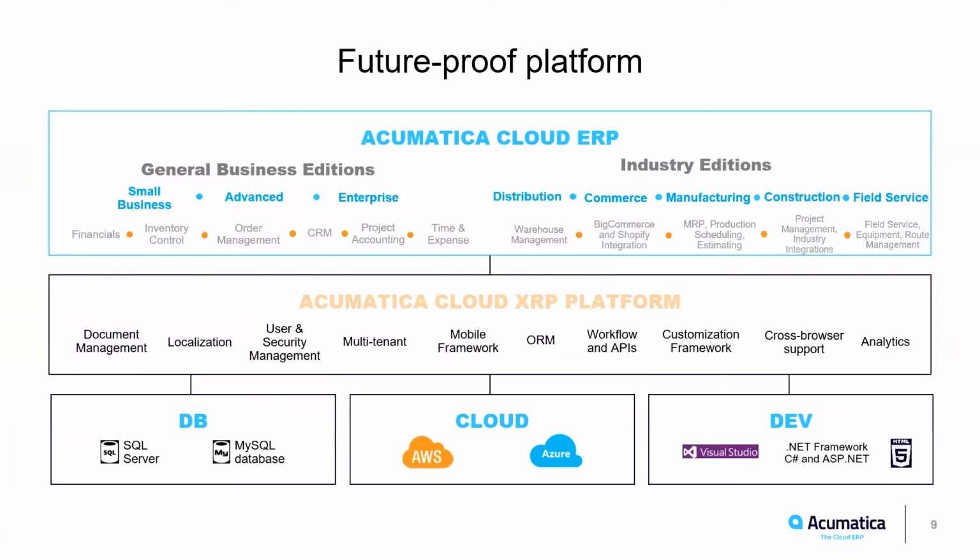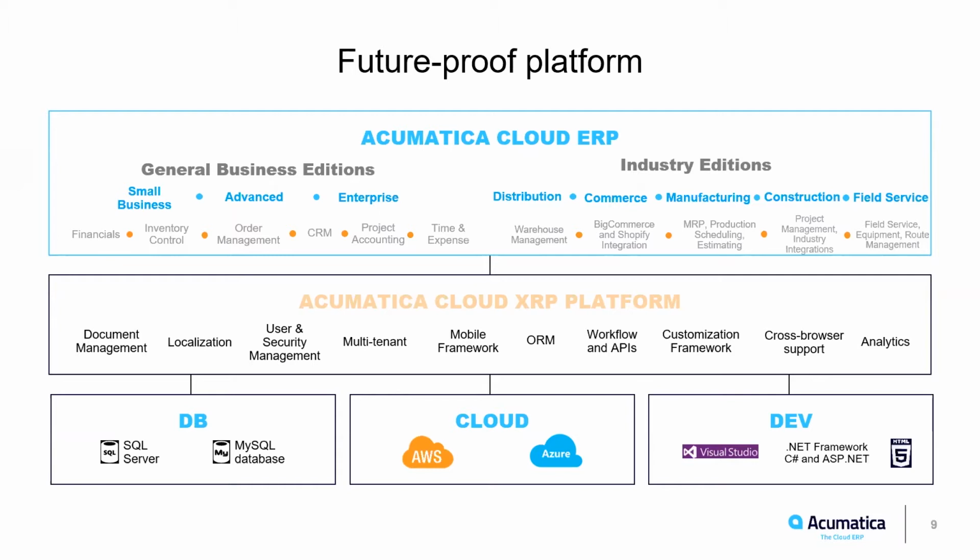So what makes Acumatica unique? You see here what we call a future-proof platform. In the center of that platform, that's the pillar. So that's the framework of which Acumatica has been built. We call it our XRP platform. And then on top of that platform, you see the different modules and the industry editions.